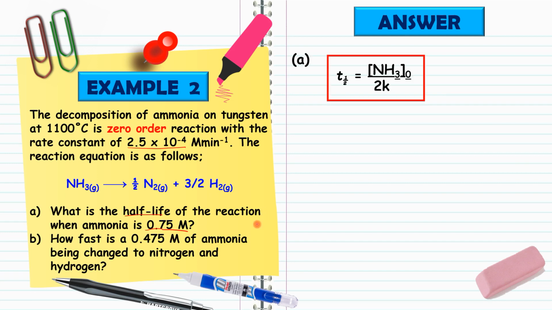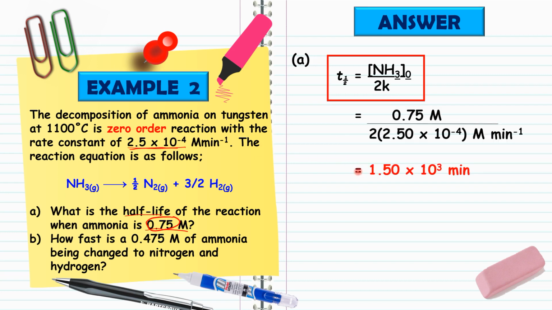Okay, so you have to write the formula. Then convert the concentration of A naught here to the concentration of ammonia naught. Substitute the initial concentration, which is 0.75, and also the value of K. So you get the half-life of the reaction as 1.5 times 10 power of 3 minutes. You can cancel molar with molar.